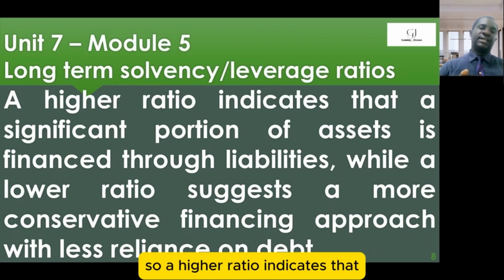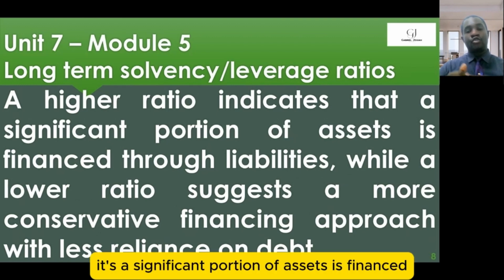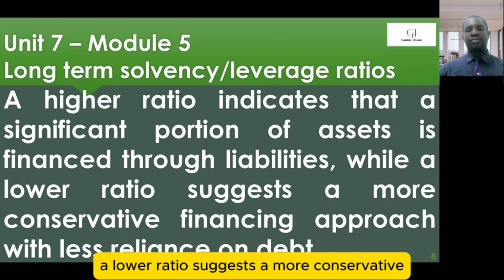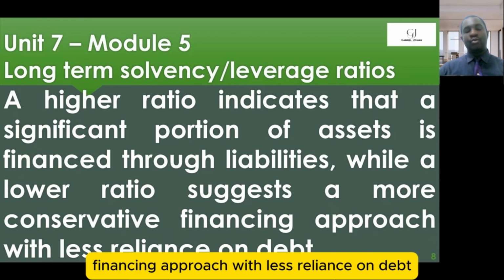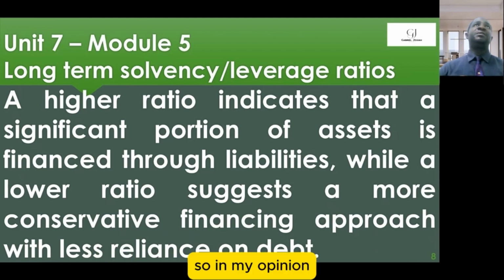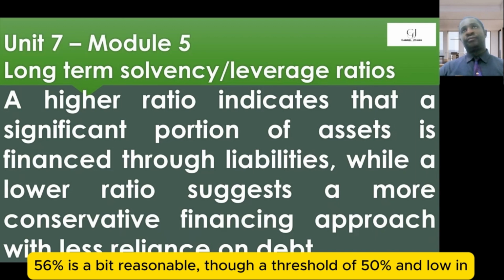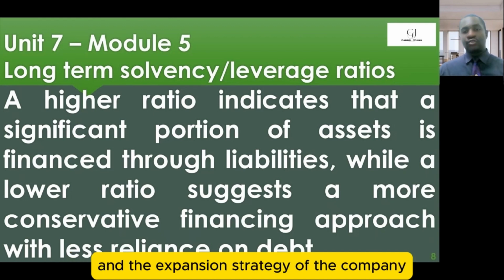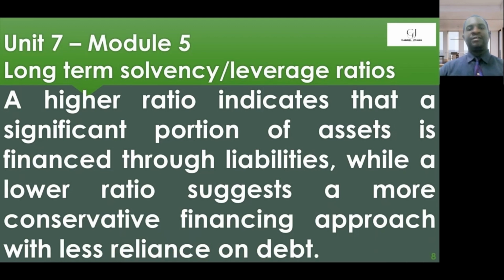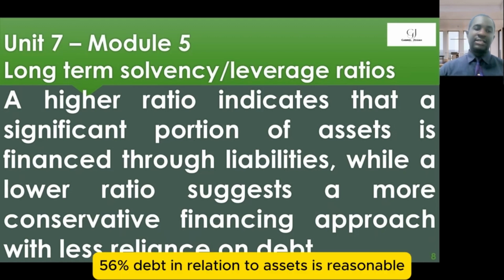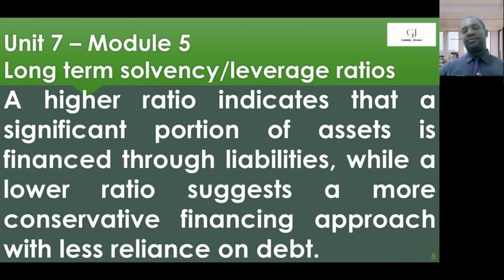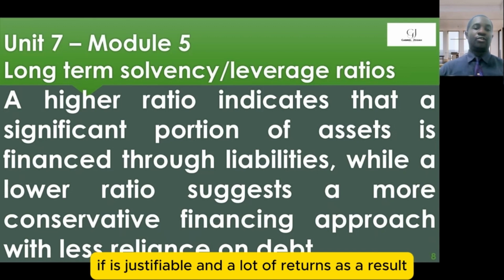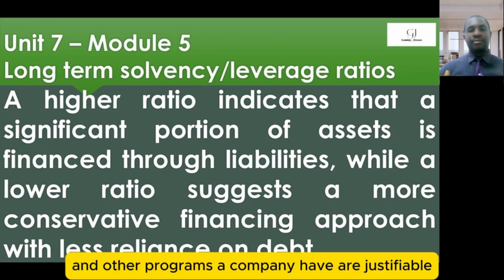So a higher ratio indicates that a significant portion of assets is financed through liabilities, while a lower ratio suggests a more conservative financial approach, with less reliance on debt. So in my opinion, 56% is a bit reasonable, though a threshold of 50% and lower is, in my opinion, satisfying, depending on the industry and the expansion strategy of the company. 56% debt in relation to assets is reasonable if it's justifiable, and a lot of returns as a result of expansion and other programs the company has are justifiable.